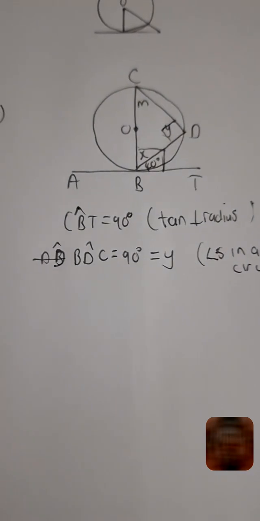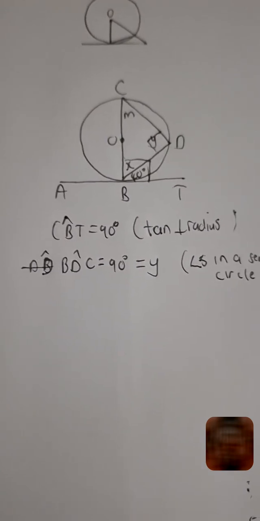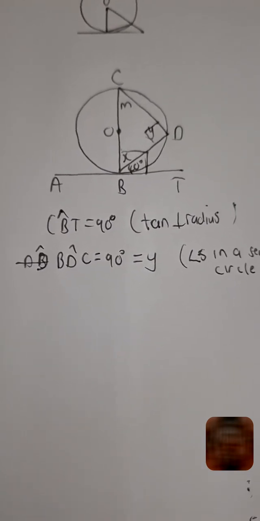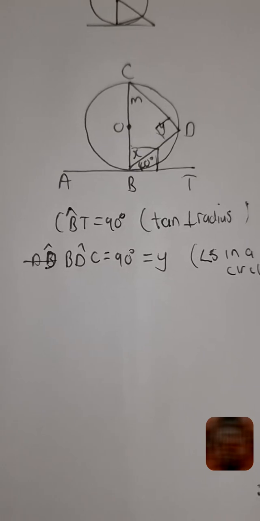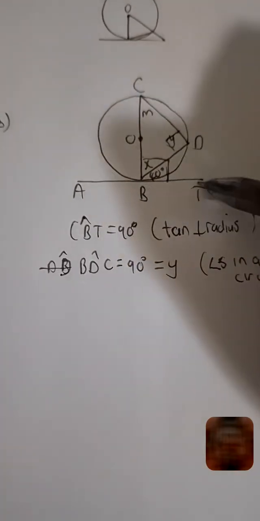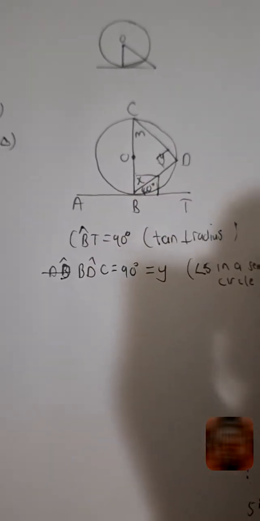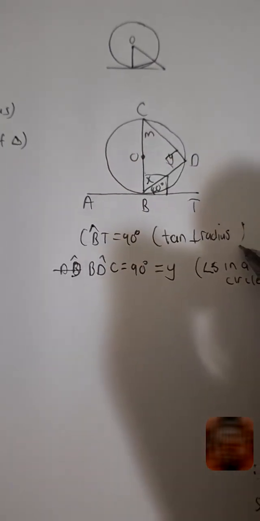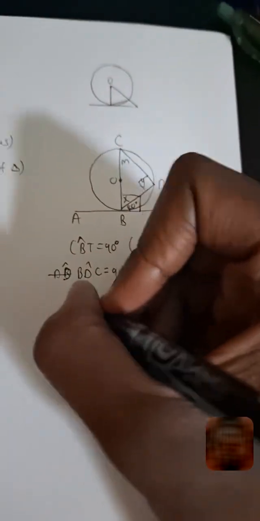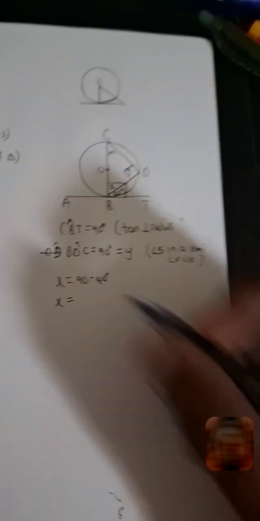Now we want to find the value of x first. How can I find that value of x? CBT is 90 degrees, and I was given 40 degrees there already. So to find x, I say 90 minus 40. So x is equal to 90 minus 40 degrees. That's true. So x is equal to 50.